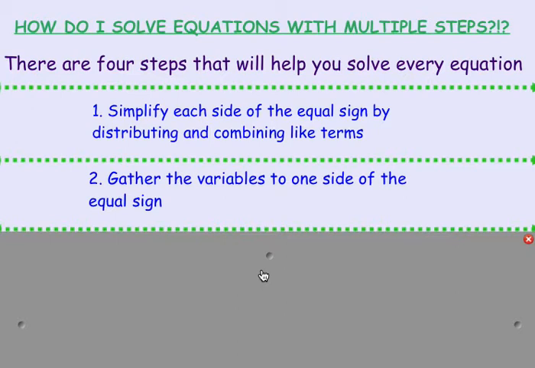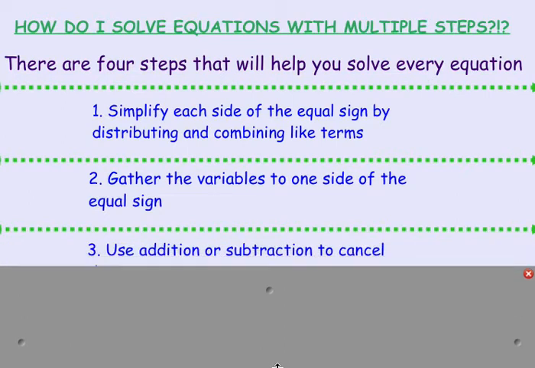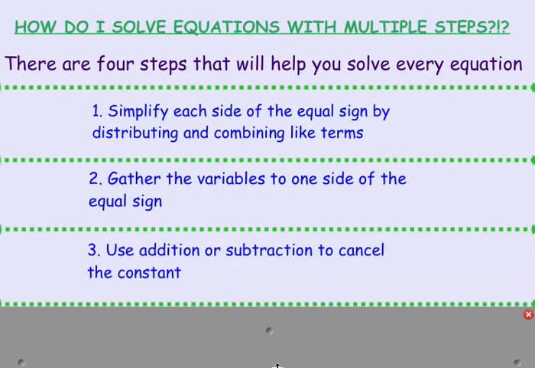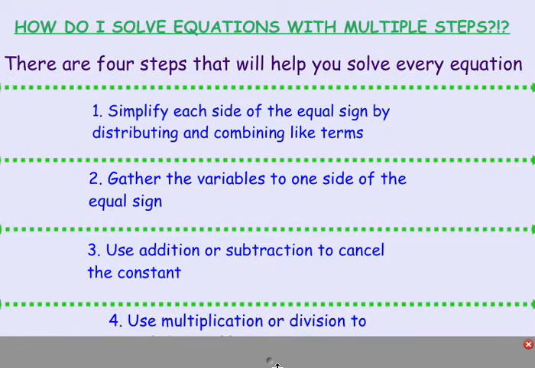Okay, taking a look at step 2. Step 2 is to gather the variables to one side of the equal sign. So we want to get all our x's, all our y's, all our l's, whatever letter we're using, we want to get it all onto one side. The next step is to use addition or subtraction to cancel the constant. Okay, so we're trying to get rid of that constant.